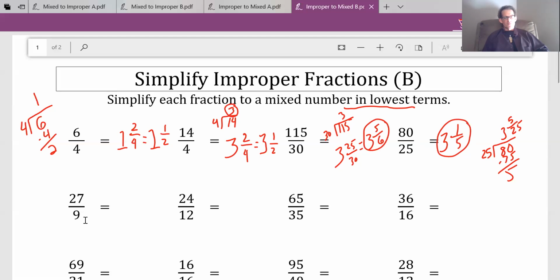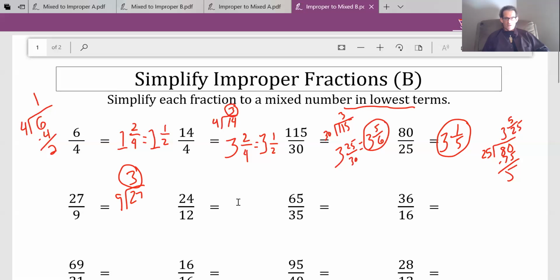Let's look at the next one. I have 27 over 9. And this one is going to have no remainder. If I simply take 27 divided by 9, I just get the whole number, 3. And that's your answer.